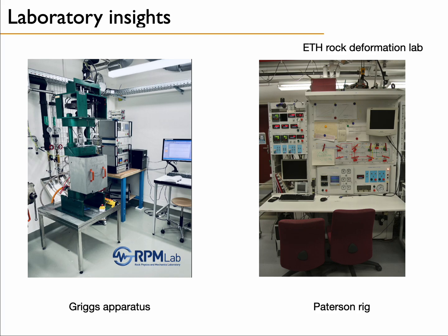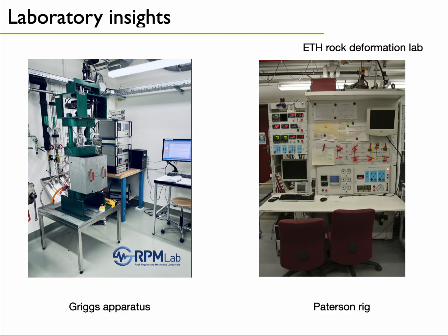One has to go to the laboratory for this. And the rock strength can be measured using different types of apparatus. Those are some examples of devices. That's a Griggs apparatus. So you see that's basically a press in which the rocks can be deformed, and a Patterson rig. Here you basically only see the monitoring device.